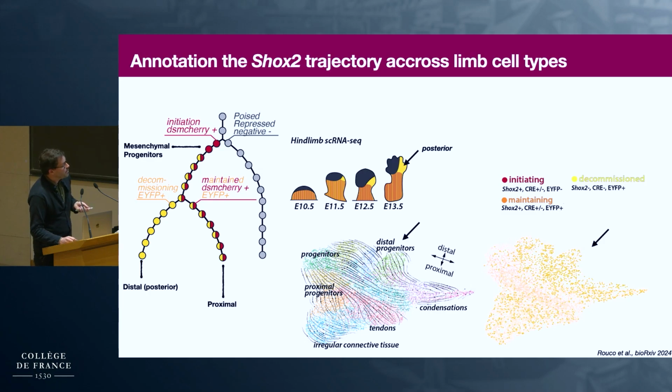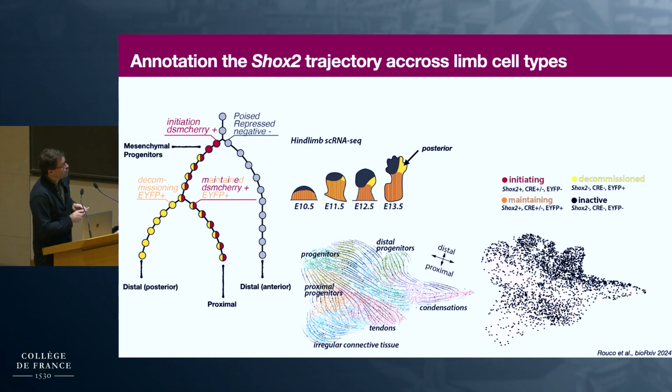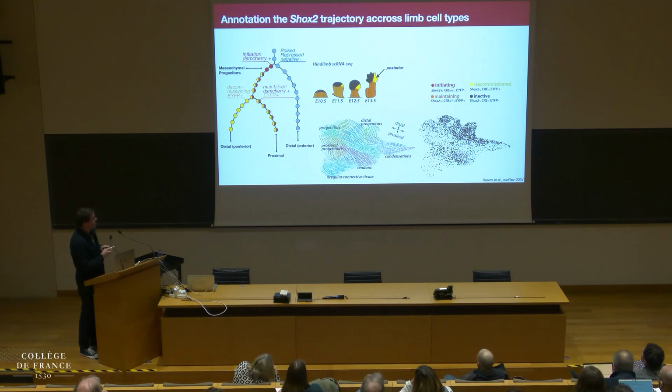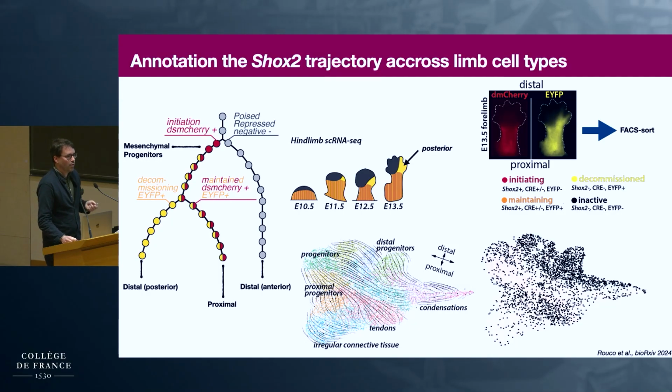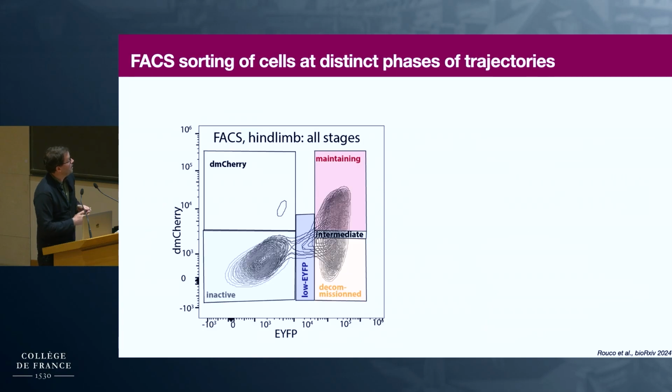And the decommissioned cells, in contrast, you will find them mostly in the distal part of the limb. And the ones that are just repressed are also mostly in the distal part. We have some cells that are also here in the proximal one. So this is a little bit the trajectory. We initiate in mesenchymal progenitor cells, then we repress it in the distal, we keep it in the proximal, and some of the distal cells also never expressed SHOX2. And so now we can go on, and with this system we can sort and quantify all of these cells just using a cell cytometer, a flow cytometer.